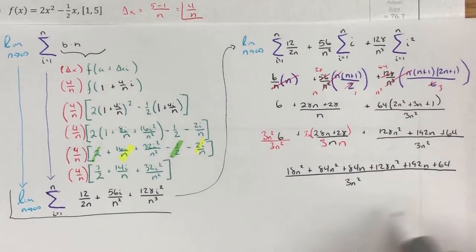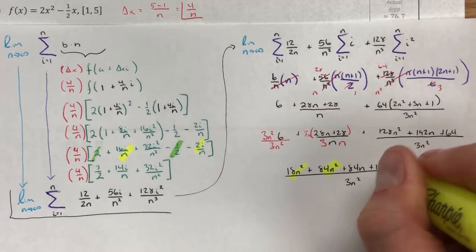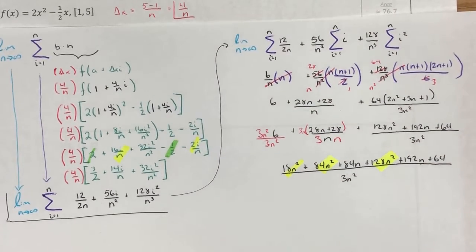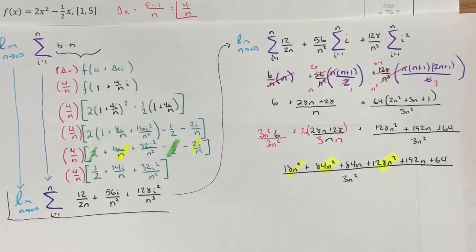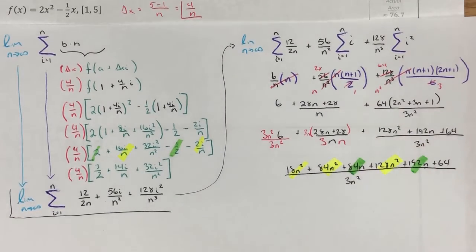Boom. We have them over one large fraction, and now we're going to go through and do what we did previously, and combine the terms that we can. Let's see, n squareds: I have 3 of them. And then single n's, I have 2 of them.